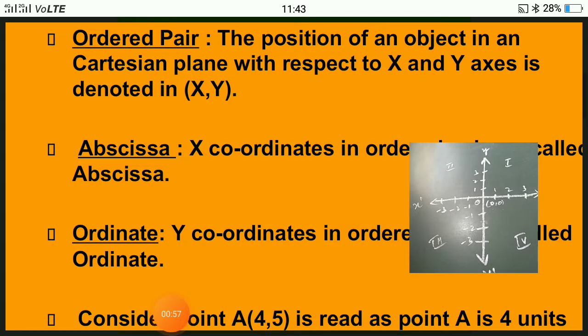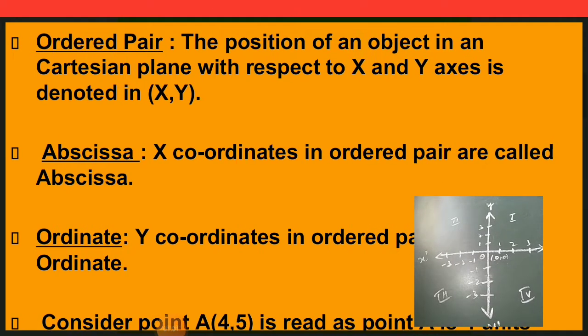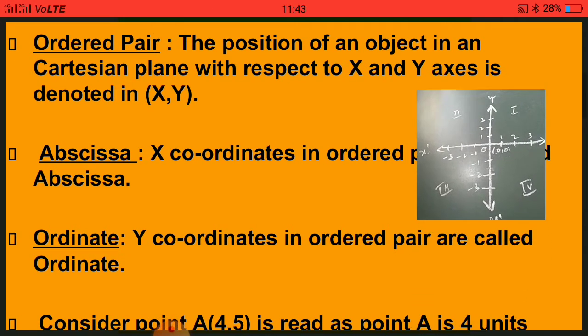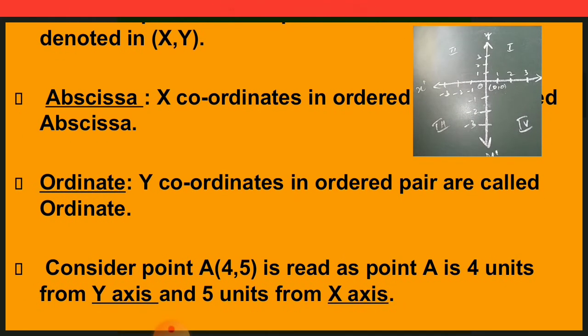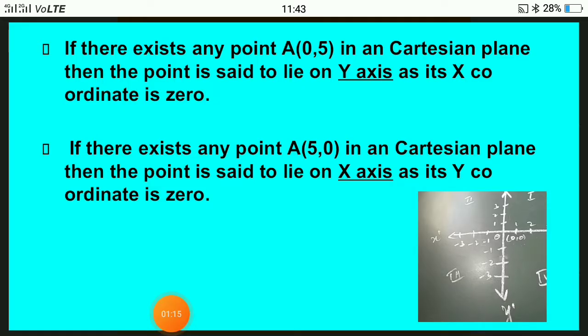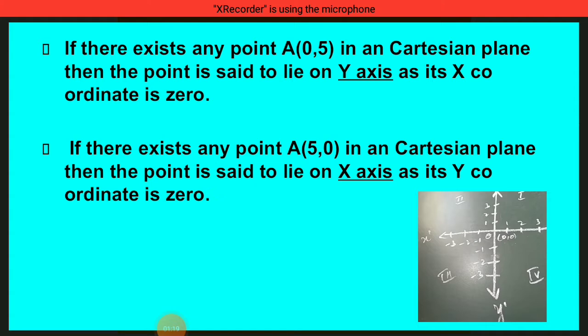So, here is the definition of ordered pair, abscissa, ordinate and y. We call them x coordinate and y coordinate. Here is the definition for why the point lies on x axis and y axis. Okay, is it clear?